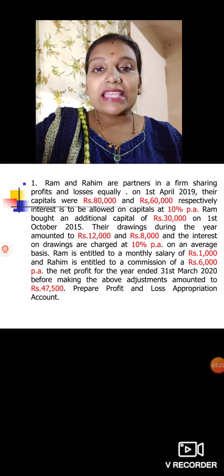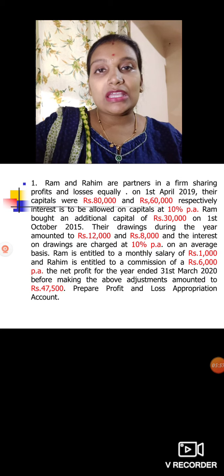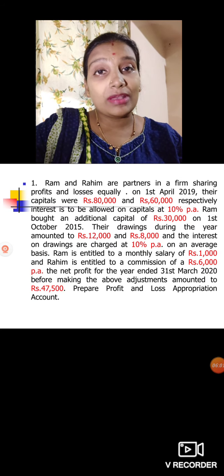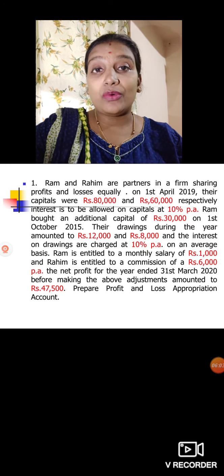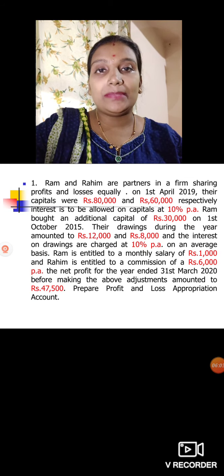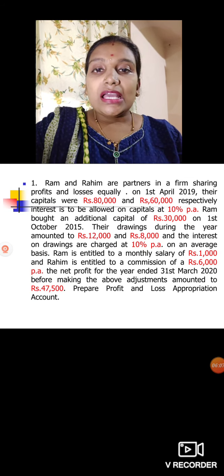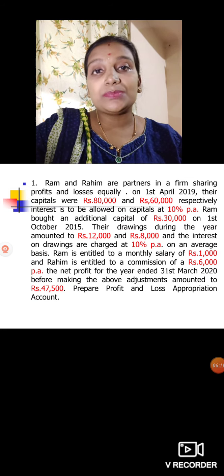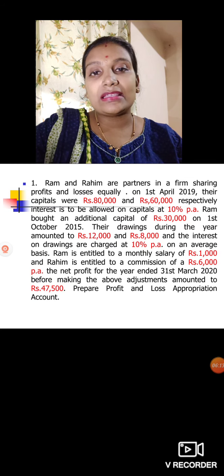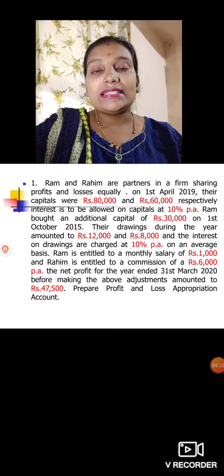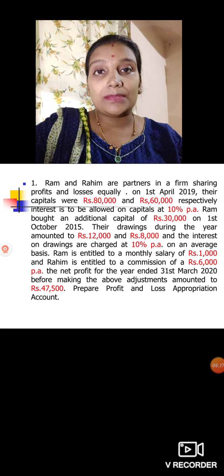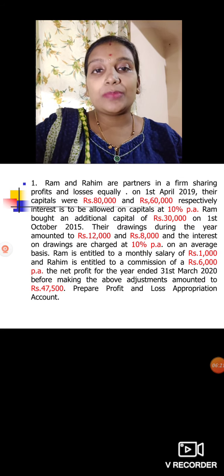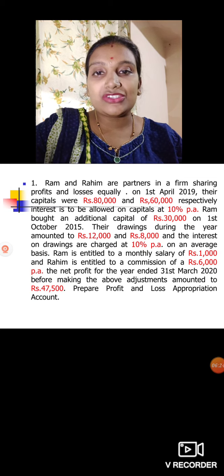Then Ram is entitled to a monthly salary of rupees 1,000. For 1 month it is 1,000, so for 1 year you have to multiply by 12. And Rahim is entitled to a commission of rupees 6,000 per annum. There is no need to convert, because annually once you are going to pay him 6,000 rupees commission.